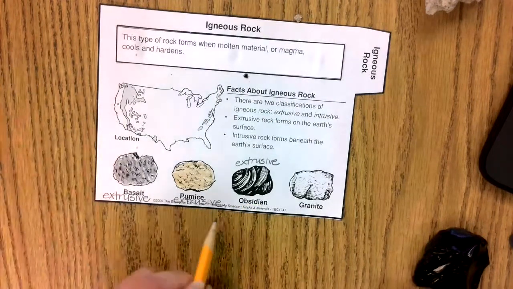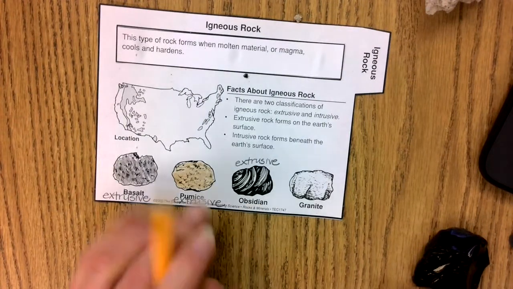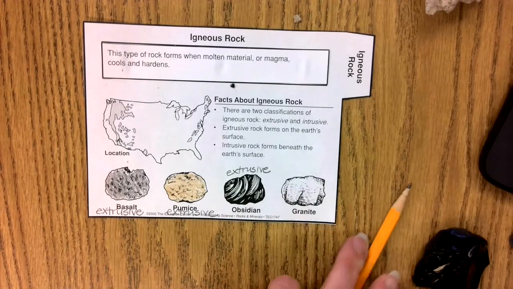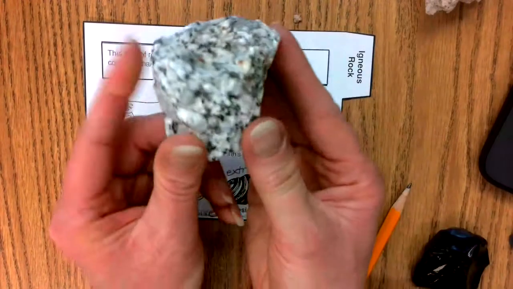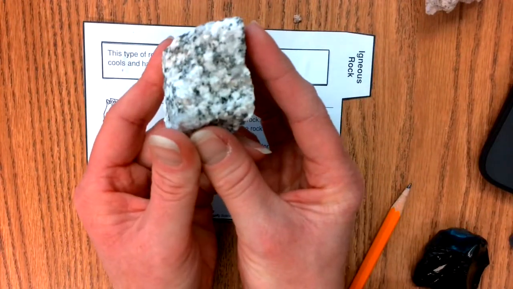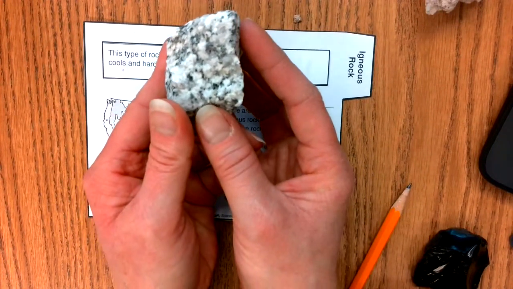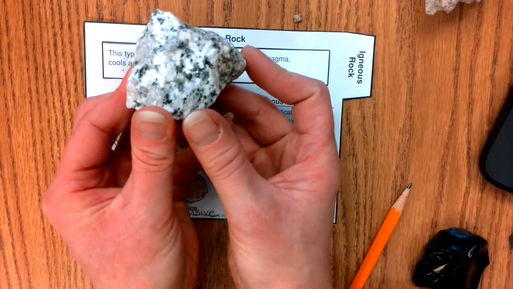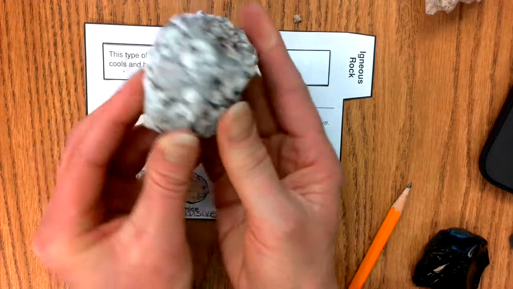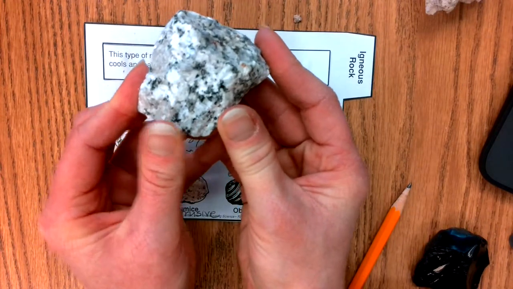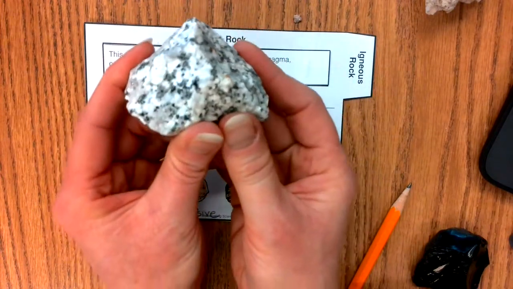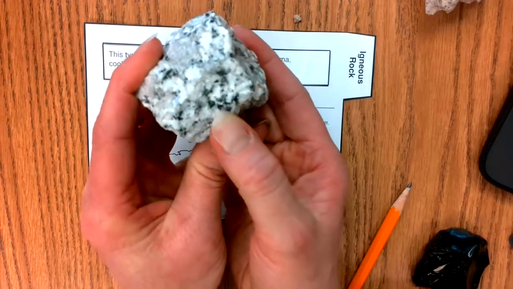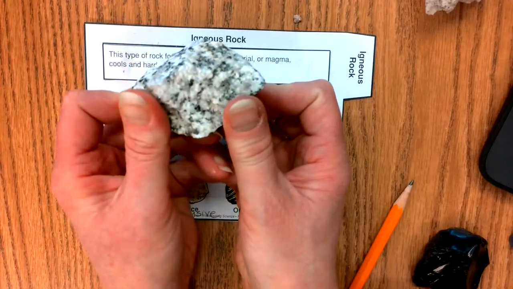Okay. All right. Next, we have granite. And this is granite. We have a lot of granite here in Utah. I know my mom and dad have a whole lot in their backyard. So granite is also an igneous rock. And granite takes a long, long time to form. That's why there are these crystals in it. It takes a really long time to form.